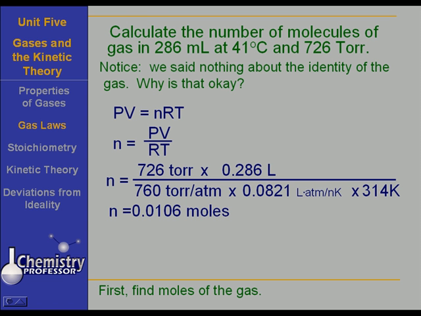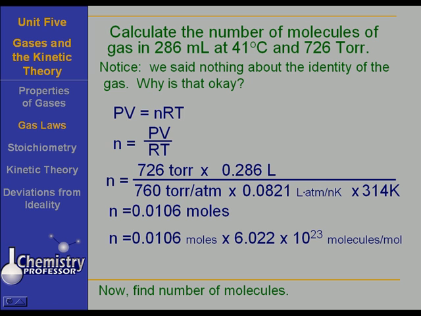Now work it out, and you get n is 0.016 moles, regardless of what the gas is. And is that a good way of expressing the number of molecules? Well, it is. But to find the number of molecules in an exact form, you need to take the 0.016 moles and multiply it by 6.022 times 10 to the 23rd molecules per mole. And you see moles cancel. And this comes out to be 6.4 times 10 to the 21st molecules.